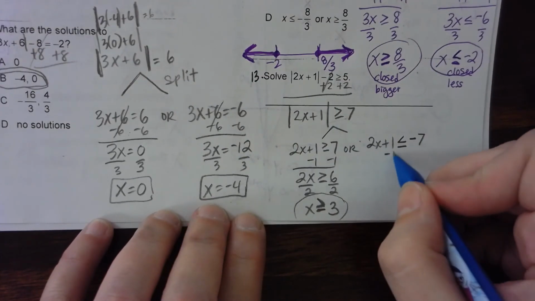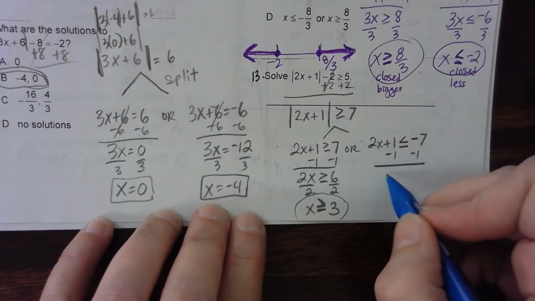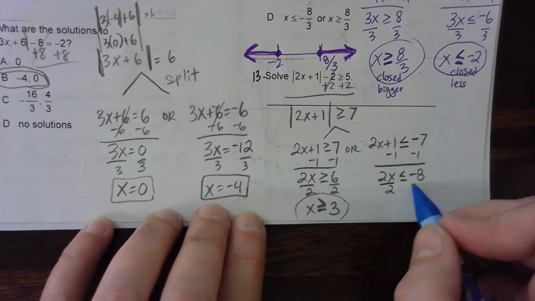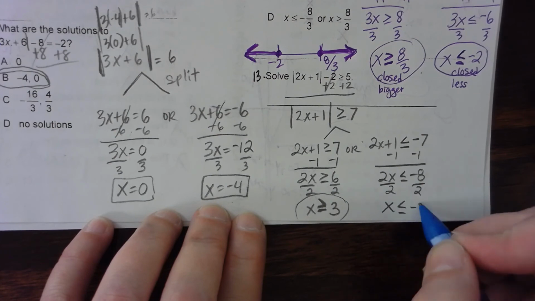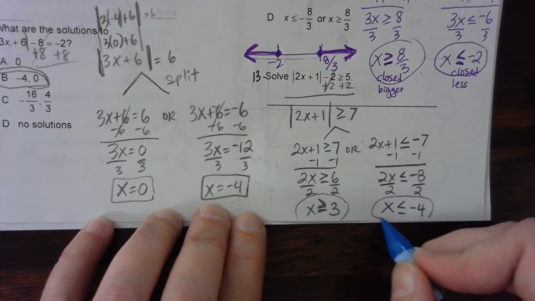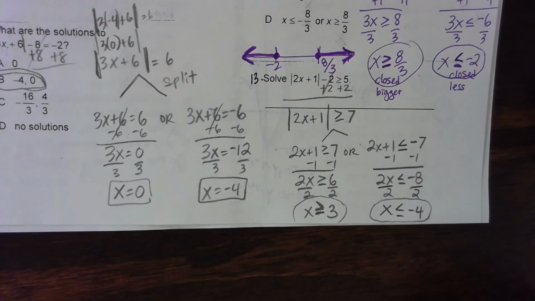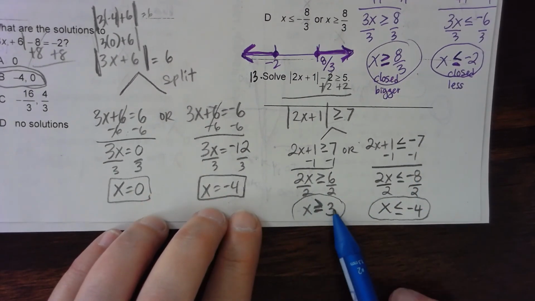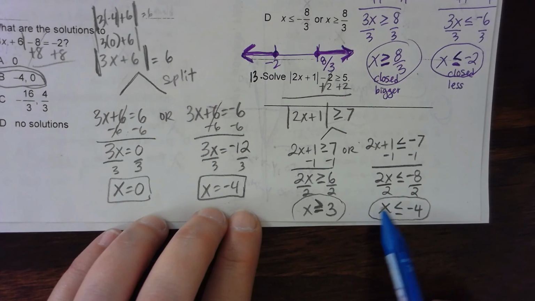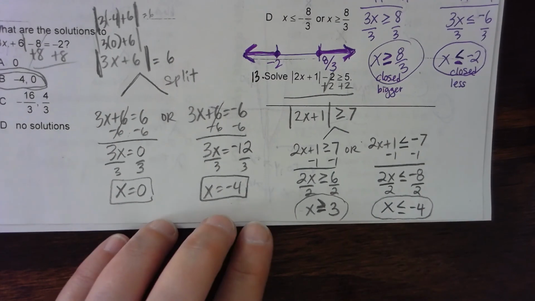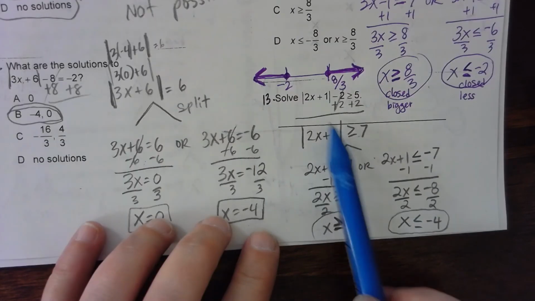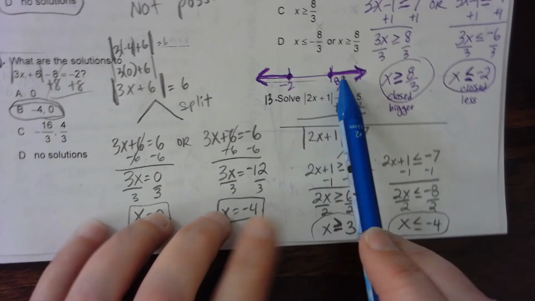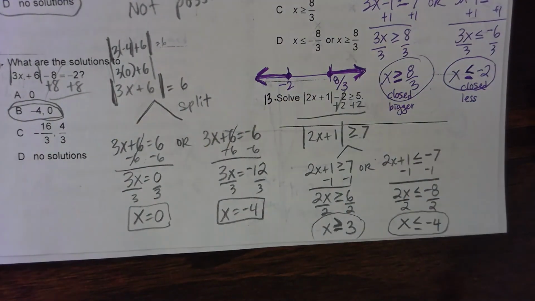Same thing over here, minus 1, divide by 2. Okay, I'm not dividing by a negative, so I just leave it alone. Okay, so my answer, x is bigger or equal to 3, or smaller or equal to negative 4. Okay, and again, my graph would look like this. Both of them would be closed circles still, going opposite directions.